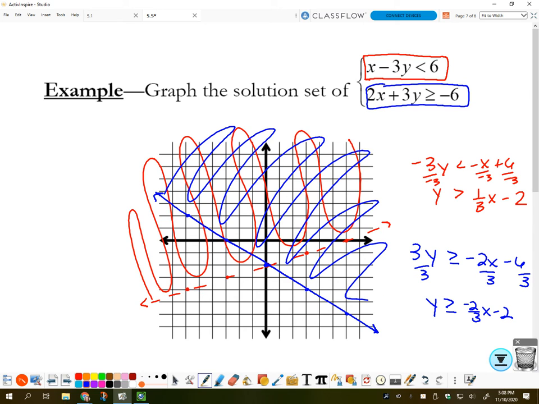So your solution set is where those overlap. So red and blue make purple. We will highlight in purple where our solutions are. So all of this area in here.